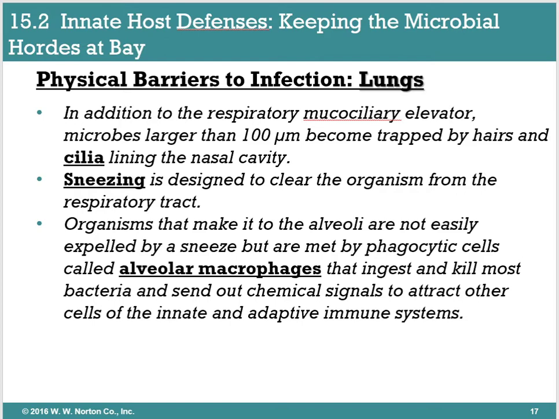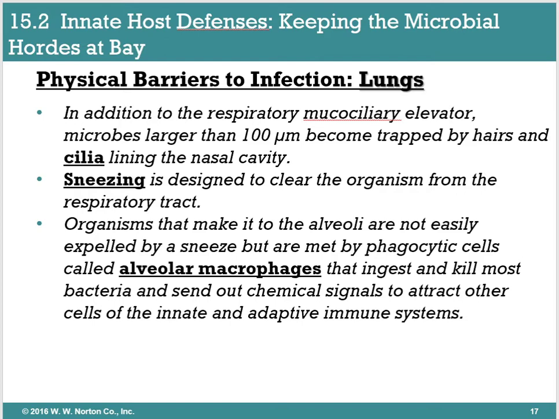So a lot of times what will happen is that phagocytic cells, primarily macrophages, will come in and clean up the bacteria if there is any, and then if necessary, they will also send out chemical signals so that we can create an adaptive immune response, as well as aid the macrophages if they need help.